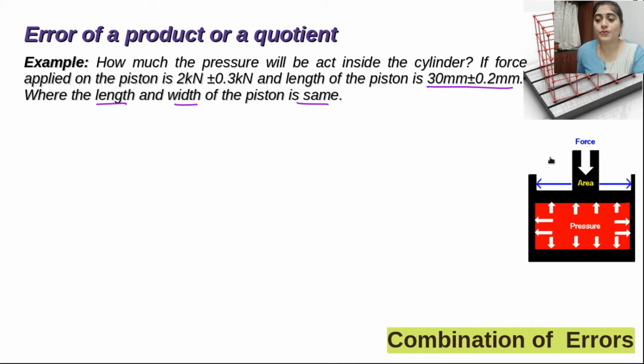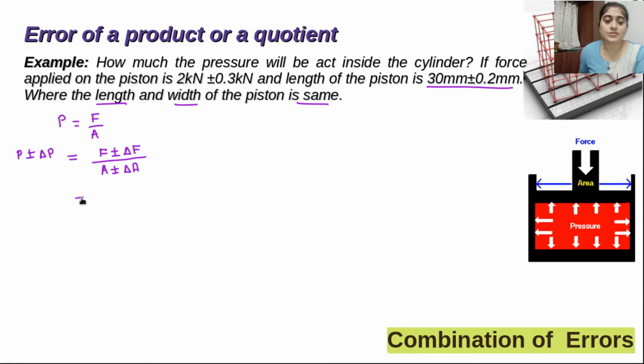And what force are we applying? That is 2 kilonewton plus minus 0.3 kilonewton. So what will be the final pressure inside the gas? How can we calculate? The pressure equals F by A. If we are finding P plus minus delta P, it will equal F plus minus delta F divided by A plus minus delta A.